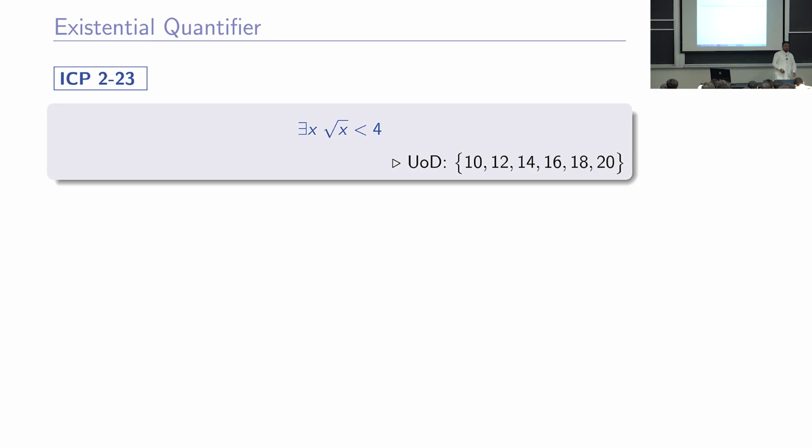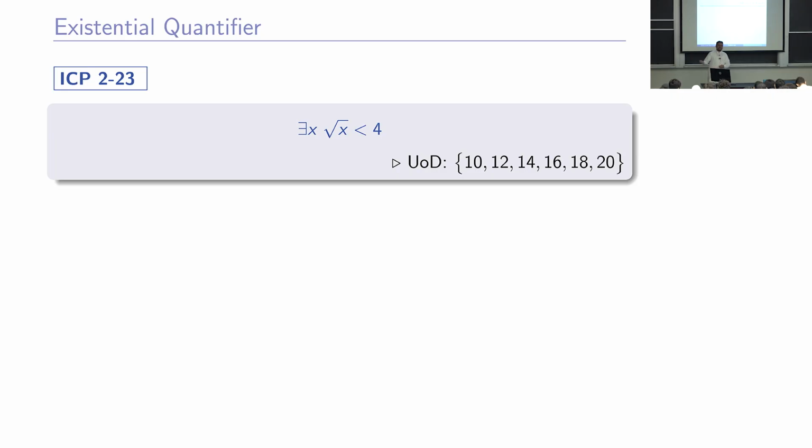There was a person who wanted to do more fancy translations earlier. Here there is at least one number among these 6 numbers which is smaller than 16, or whatever way you translate. Is this true? Yes. Is this statement true? Yes or no? Why is it true?